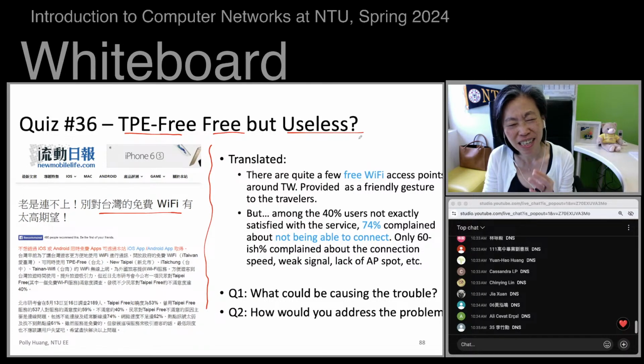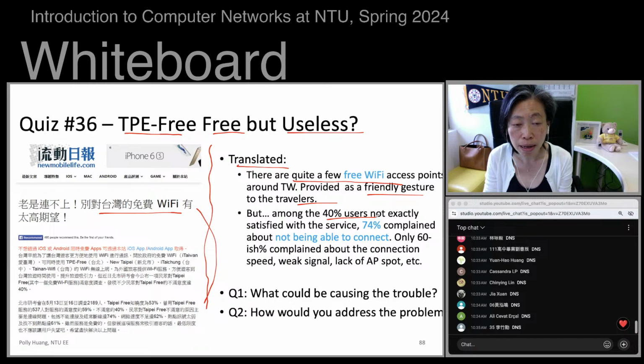I wouldn't say that this is a complaint only about Taipei free. I think in many of the free Wi-Fi services you try to connect to, very often you have trouble using it. So maybe what I can do is translate the news. Translated, it says: there are quite a few of these free Wi-Fi access points around, and they are friendly gestures to travelers in general. But 40% of the users are not satisfied with these services.